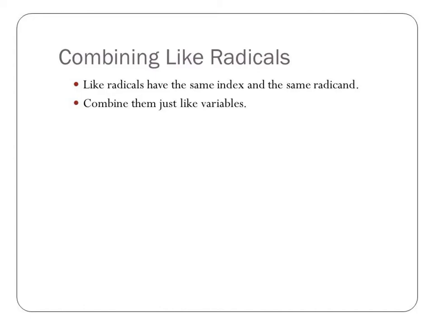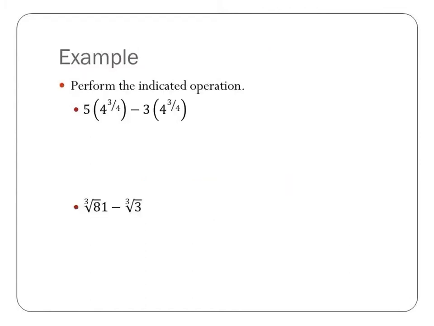All right, so we can combine radicals as long as they have the same index and the same radicand. Remember, the radicand is the number underneath, and we combine them just like combining variables. So if I have a cube root of 3 plus 2 cube roots of 3, then I get 3 cube roots of 3. So just like they were variables.